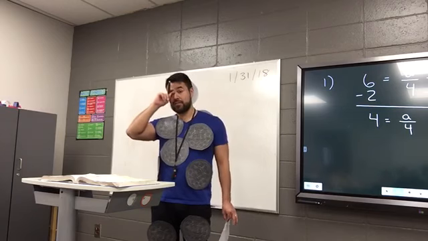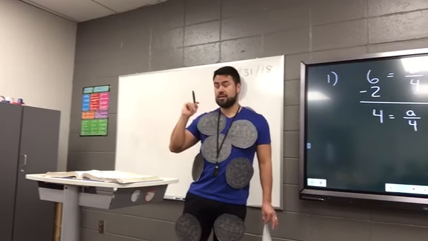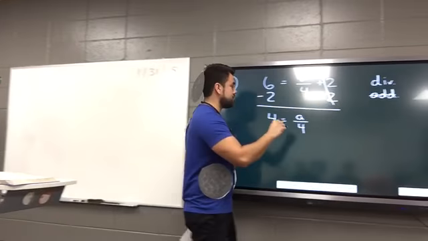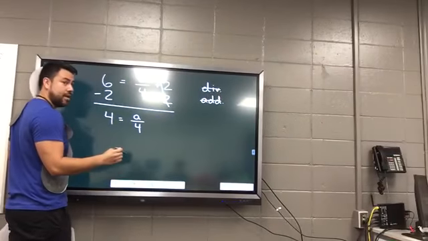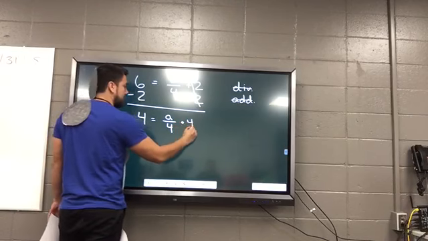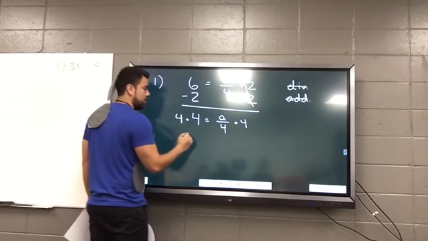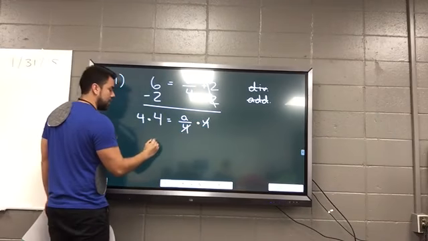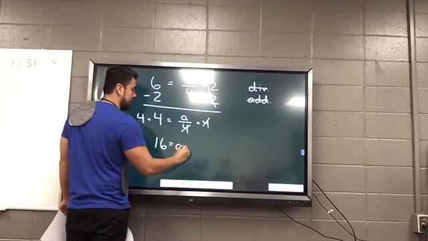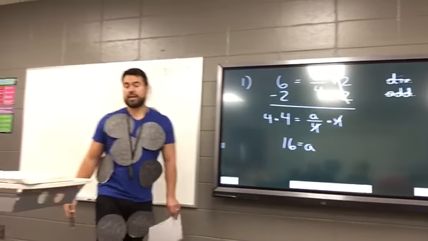How do I deal with the division? Yes, Sophie? Multiplication on each side. By? 4. I'm going to multiply both sides by 4. So I get that canceled out. 16 equals A. That's what I think it is.